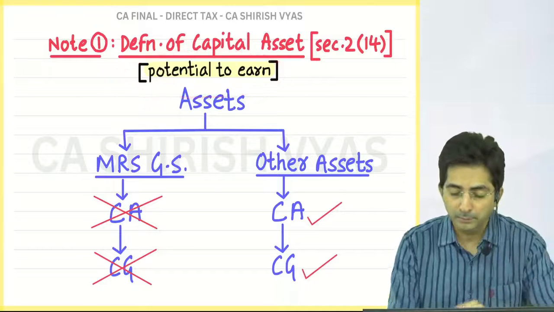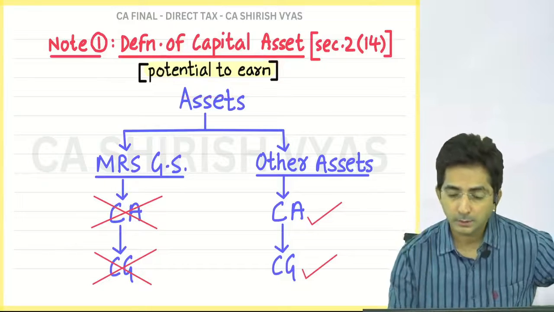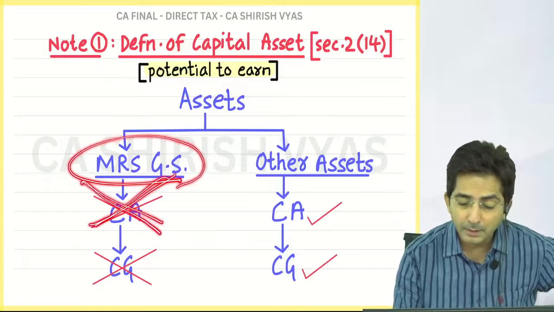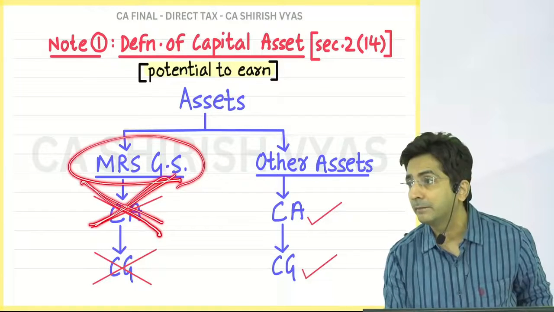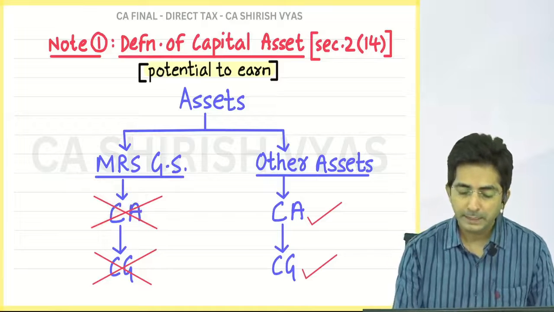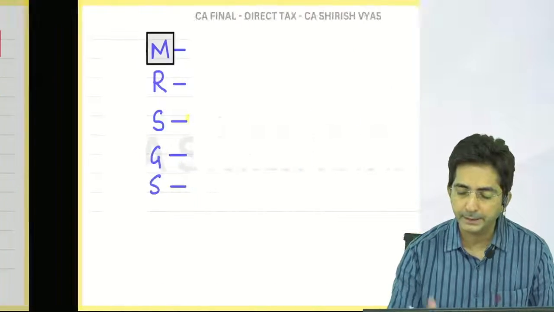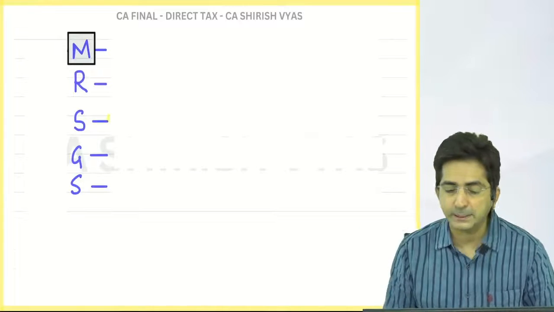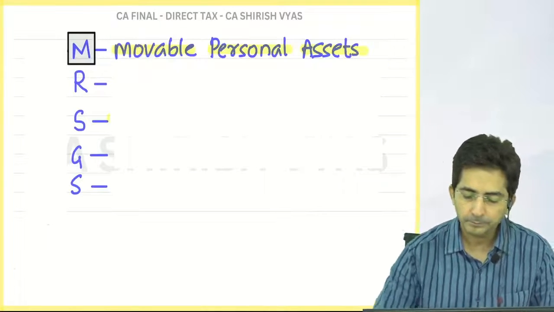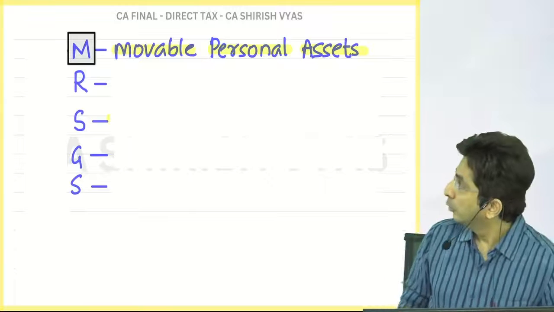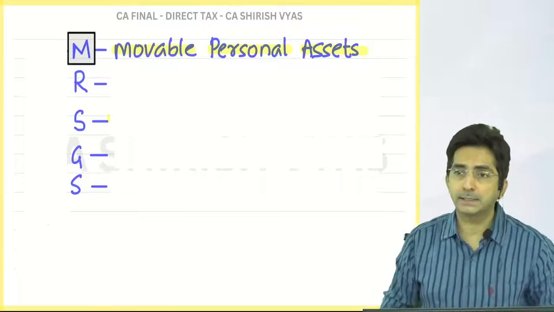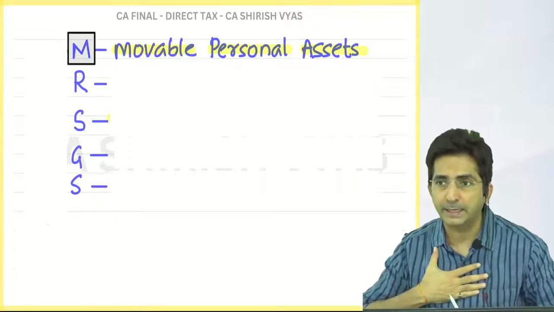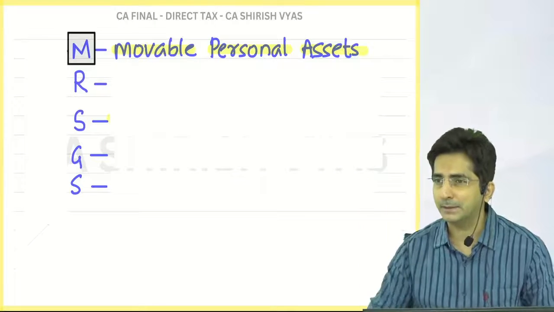Okay? So now the next question is what? What is Mrs. GS? Why is it not a capital asset? What is the logic? So one by one. See, the full form is ready here. In Mrs. GS, M stands for movable personal assets. Everything which is movable and used in my personal life, they are not capital asset.